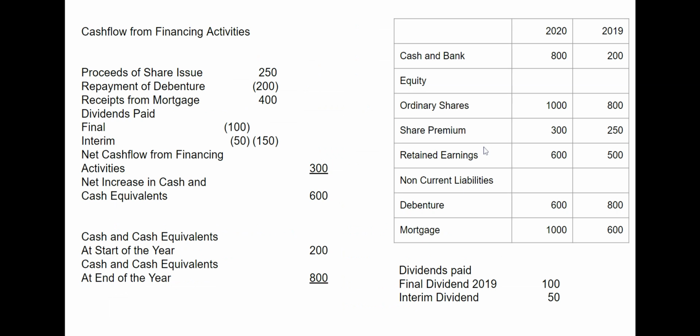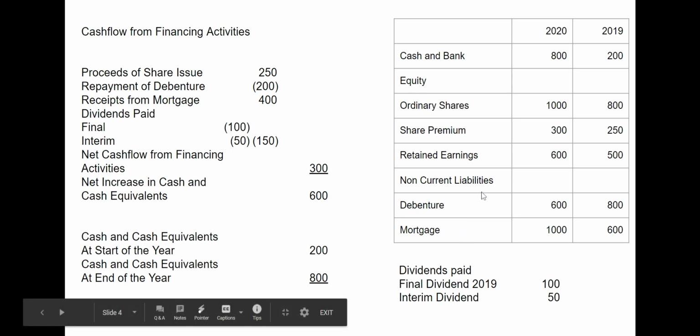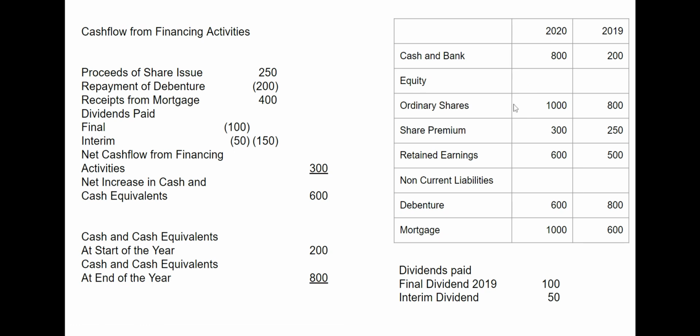What you're likely to get in an examination question is a statement of financial position. I've taken some extracts out here for the bits I want to talk about in this video. We've got 2019, obviously 2020 are the two sets of information. We'll come on to the cash and bank bit at the end.